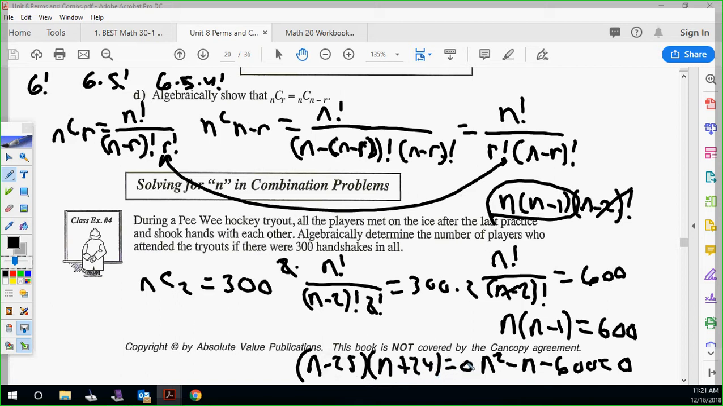So your answers are 25 and negative 24, but we can't have a negative n. So 25. 24 is rejected. Yep, that one is a little more work. That's a good full understanding problem.